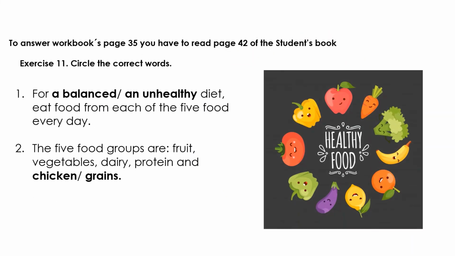To answer Workbook's page 35 and 36, you have to read the page 42 of the student books. Exercise 11. Circle the correct word. After you read page 42, now you can answer the following questions. You have to choose and circle the correct answer. Number 1. For a balanced or unhealthy diet, eat food from each of the 5 foods every day. The correct answer will be balanced. Number 2. The 5 food groups are fruit, vegetables, dairy, protein, and chicken or grains. The answer will be grains. It's your turn. Finish the exercise.